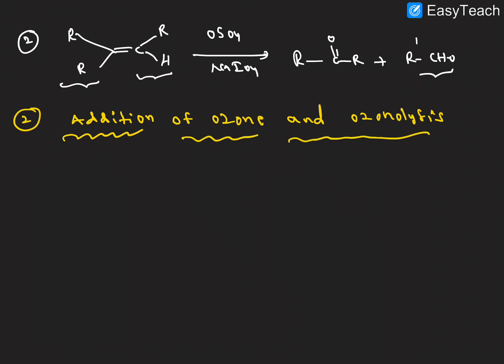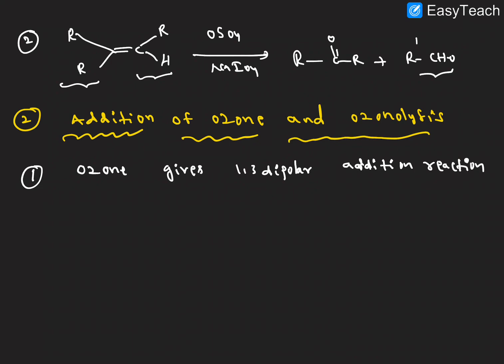Ozonolysis. Right, here the point number 1: ozone gives 1,3 dipolar addition reaction with alkene, right? It is one of the pericyclic reactions, a 1,3 dipolar reaction, right? So generally pericyclic reactions involve alkenes, right?